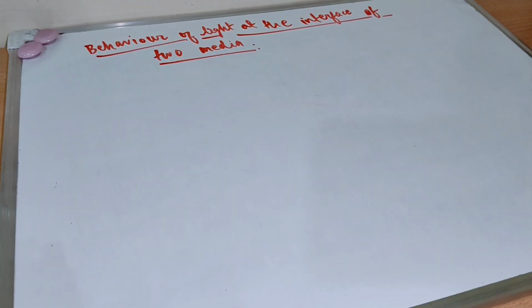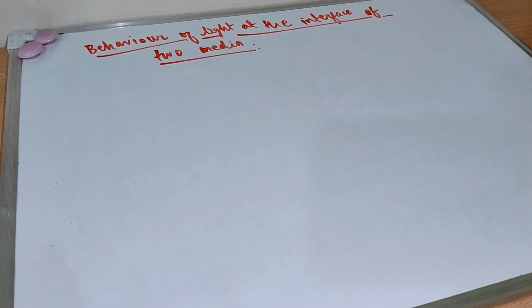Now let us move on to the next topic, which is behavior of light at the interface of two media. What is media? You must have heard about medium. Media is the plural form of medium. So the first thing that would come to your mind is that, as we have learned in class 10th, the light will bounce back from the surface on interface of two media.